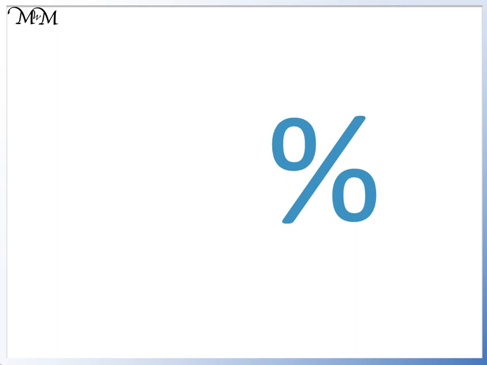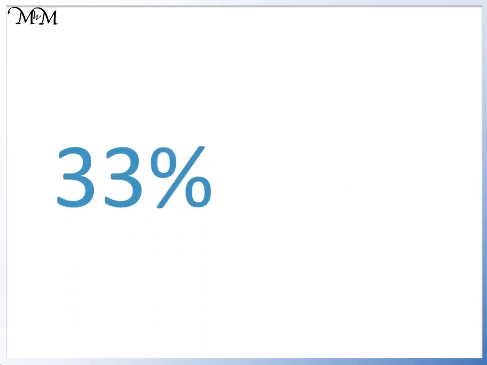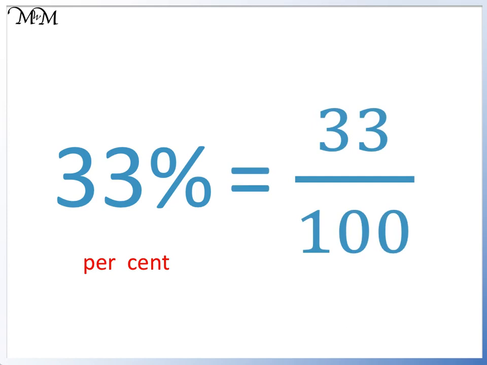A percentage is a number out of 100. Per means out of and cent means 100. They can be written as follows. We'll stop at 33% and look at how this is written as a fraction. 33% is 33 out of 100. This gives us our fraction, 33 hundredths.